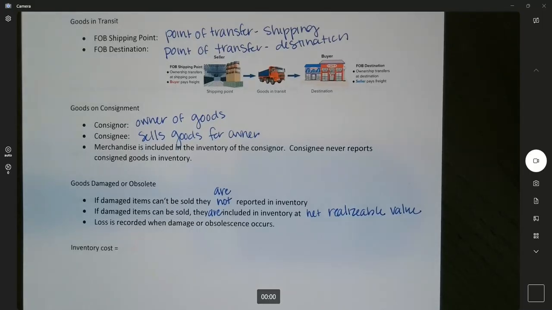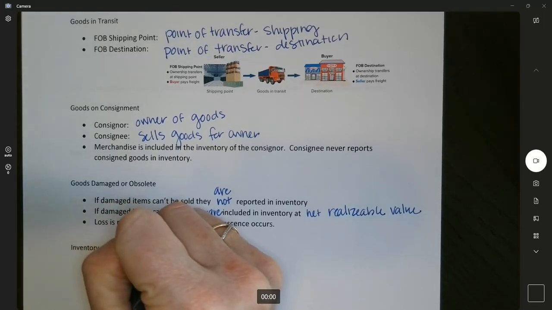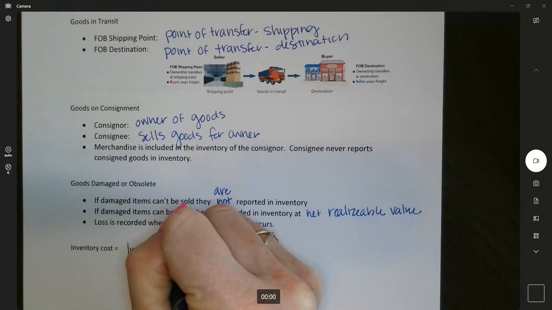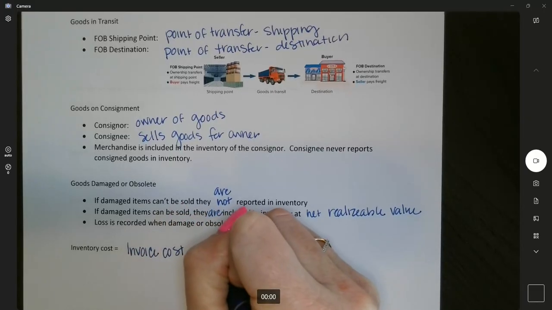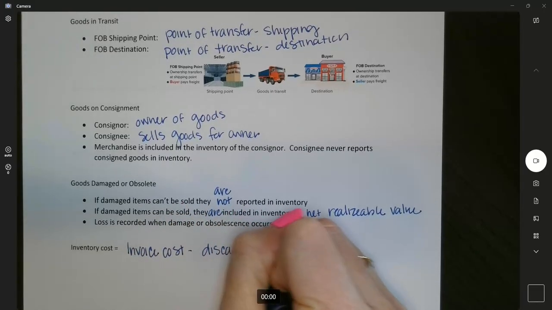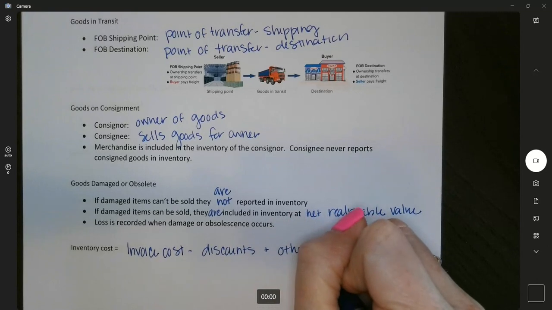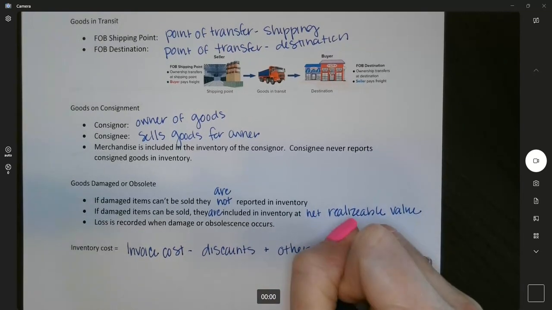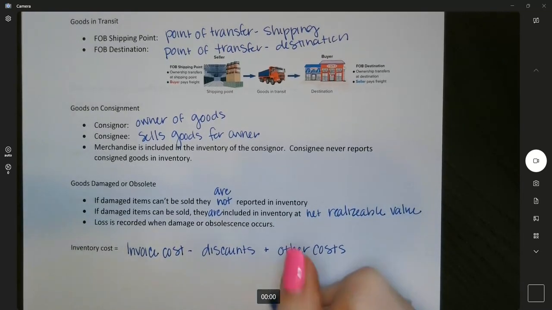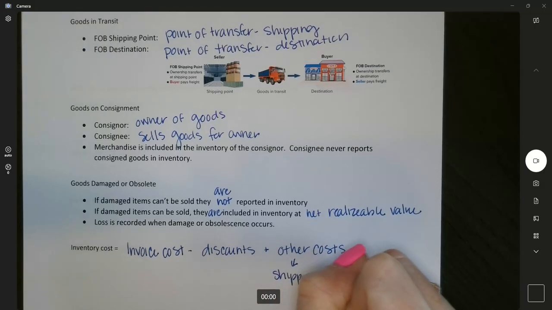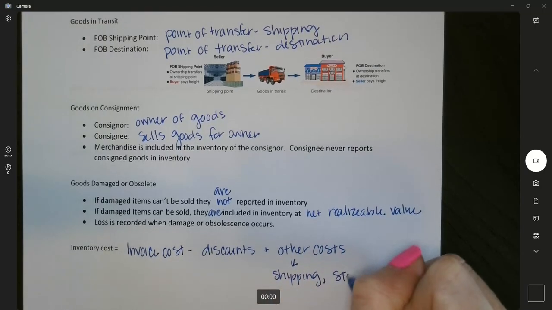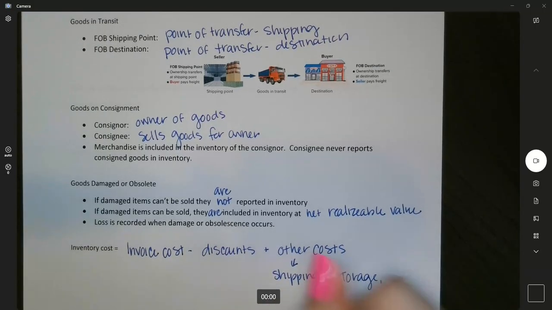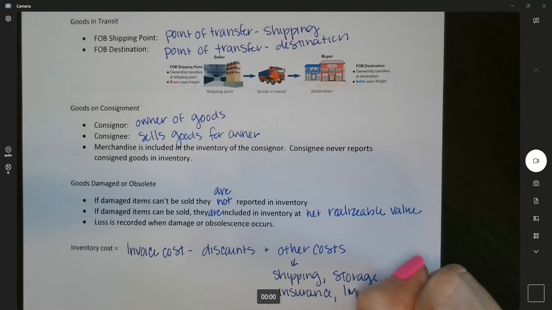Now, when we determine an inventory cost, typically this is going to involve invoice cost minus any discounts plus other costs. And other costs can include things like shipping, storage, insurance, and import duties.